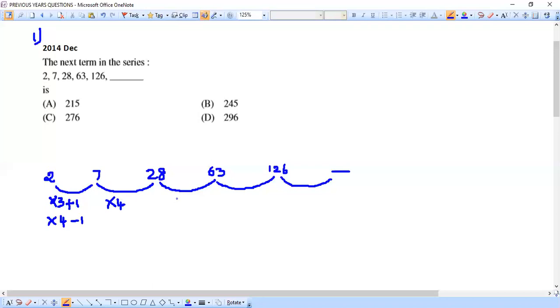Yeah, let's proceed now. I can now go with 28 to 63. So 28 tables I have to now think, right?